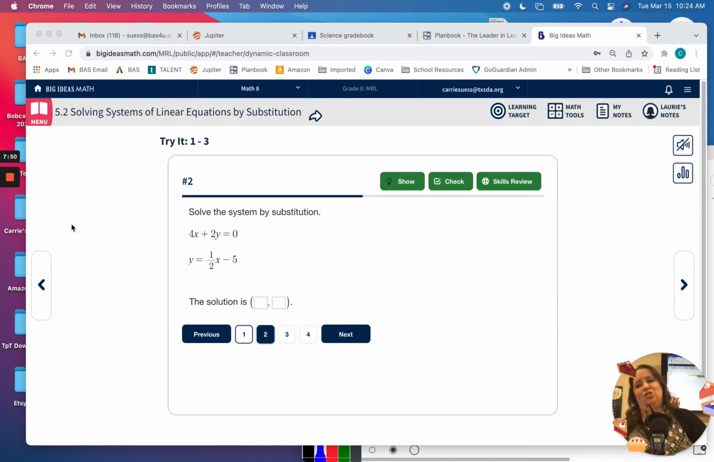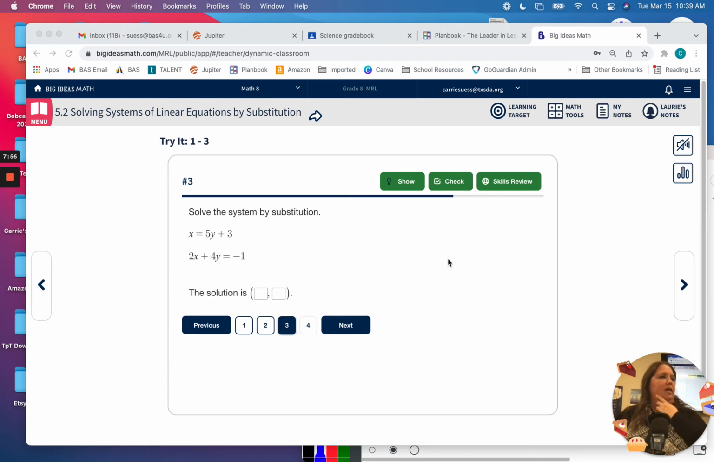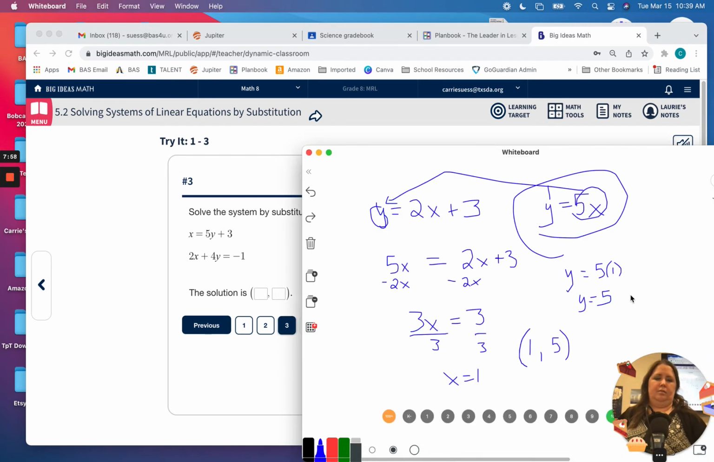Okay, try and solve it. If you get stuck, I will help you. Try first. Okay, this is number 3 on your try it, so we're going to do it together.